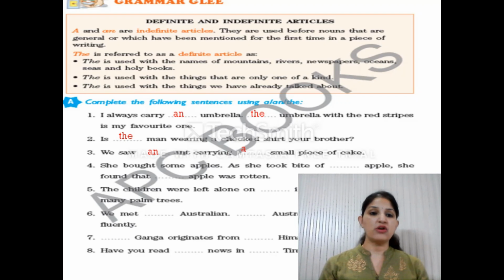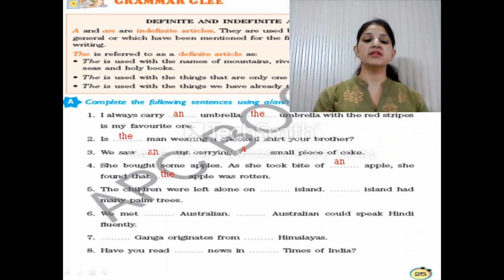Now here we are not specific about which apple she took a bite of, so for the first time we will be putting over here an apple. From all the apples she took an apple. Okay, she found that dash apple was rotten. Now here we know which apple was rotten, the one that she was eating, so here we will be using the. Okay, she found that the apple that she was eating was rotten.